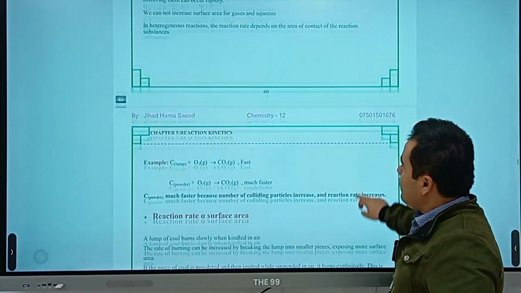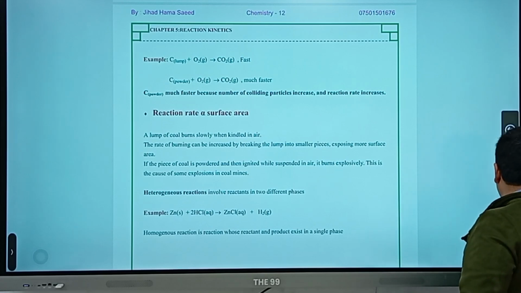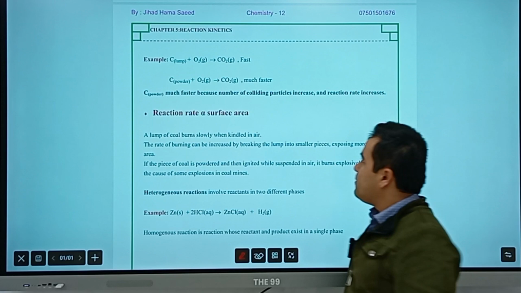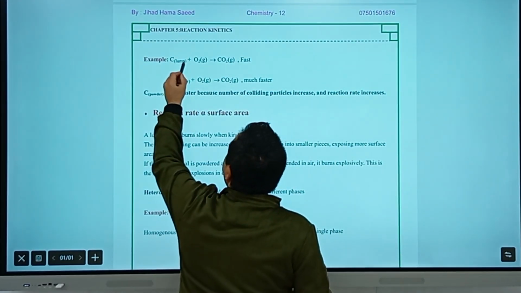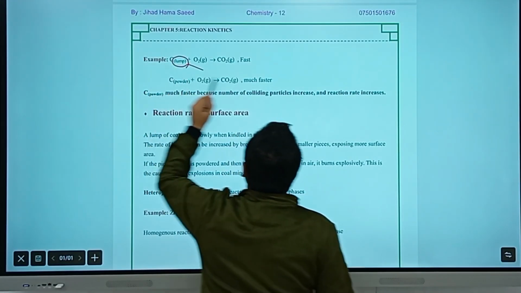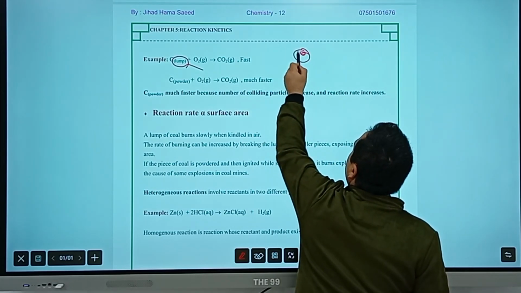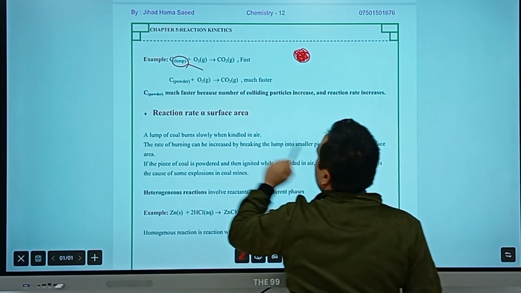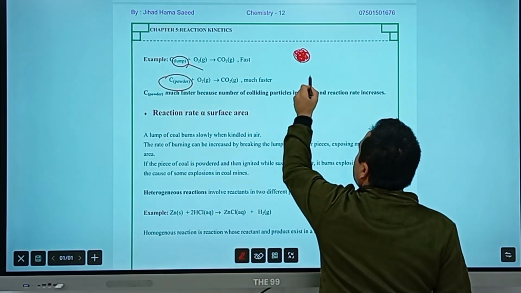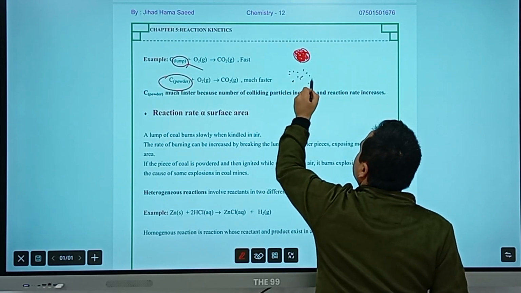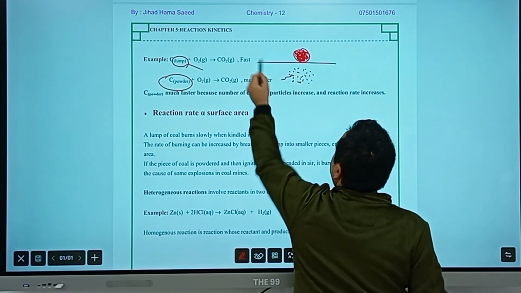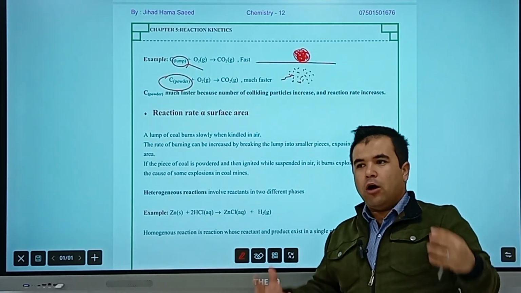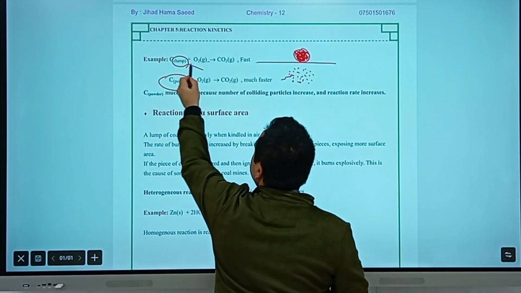Let us take an example and determine how the surface area works. Here we have a lump of carbon. A lump of carbon means a lump of carbon. This is a lump of carbon. Okay. With the powdered carbon. This lump, smash it to be powdered carbon. Which one has a greater surface area of contact with the oxygen?